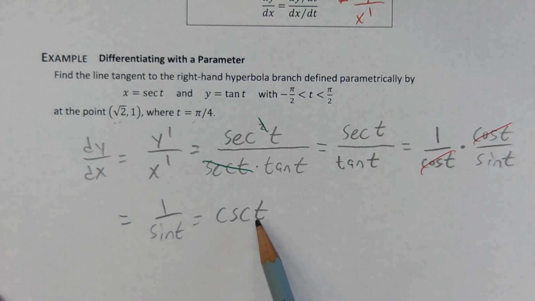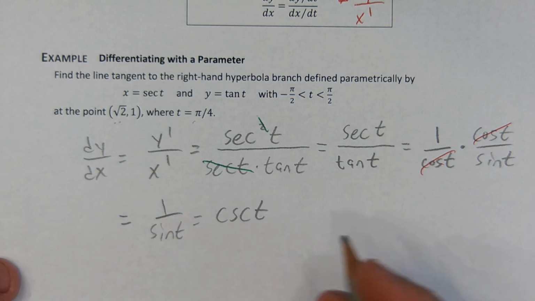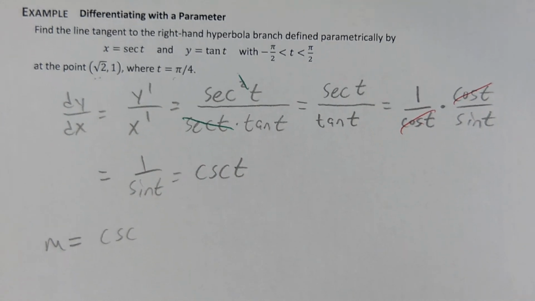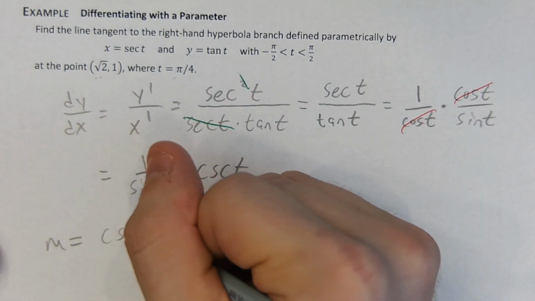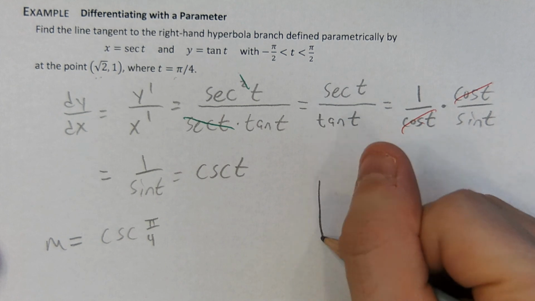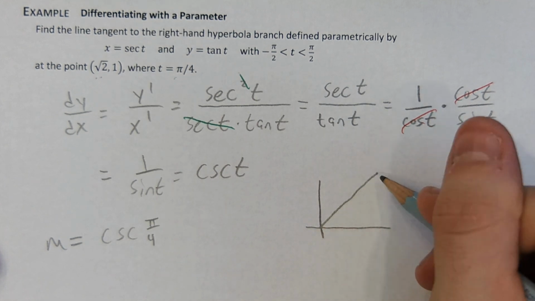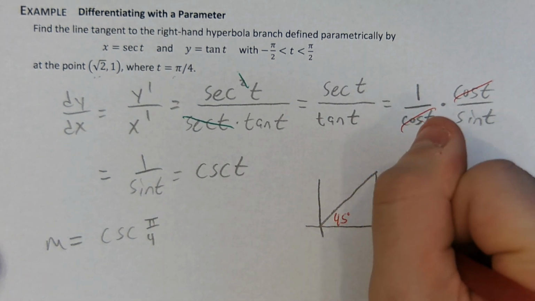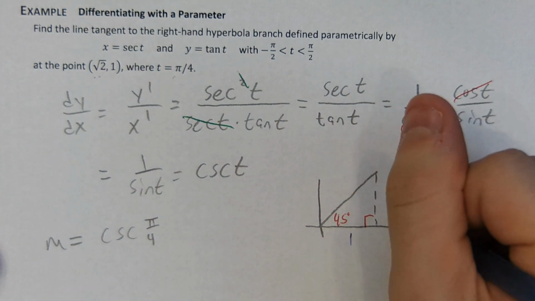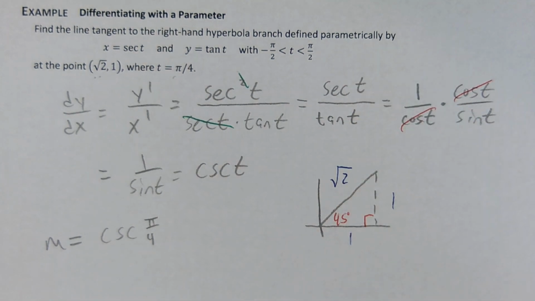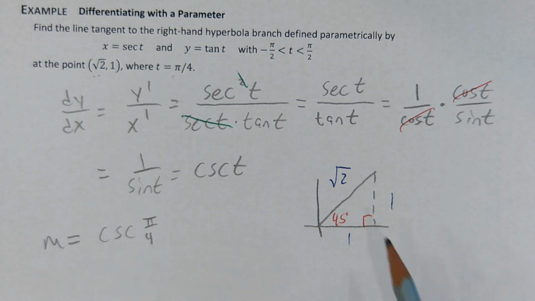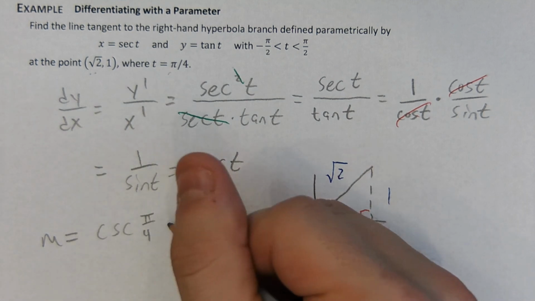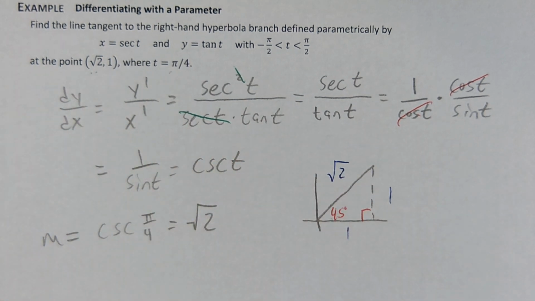So all we have to do is figure out what cosecant of pi over 4 is. That is going to be the slope of our tangent line. All right, well, picture not drawn to scale, but pi over 4 is in the first quadrant, and pi over 4 is a 45, 45, 90 triangle. That means my sides are 1, 1, root 2. Sine would have been y over r. So cosecant is r over y. Square root of 2. That's its slope.